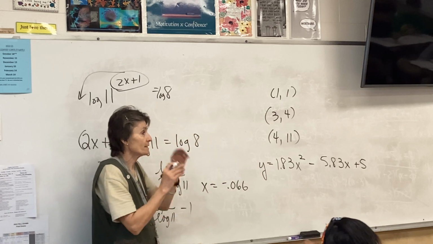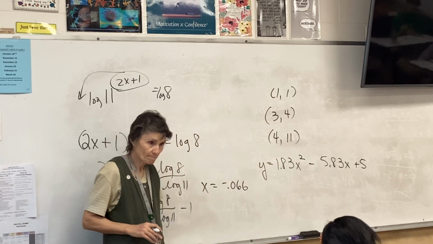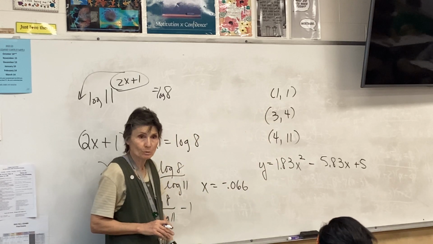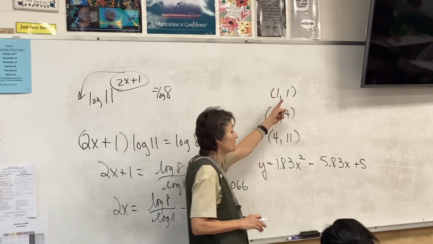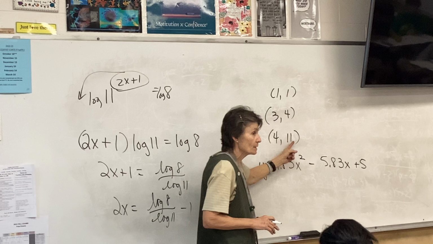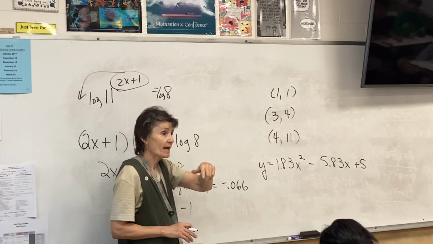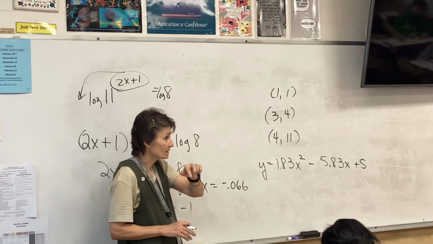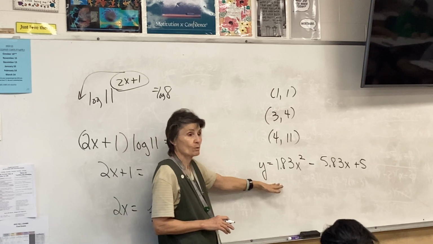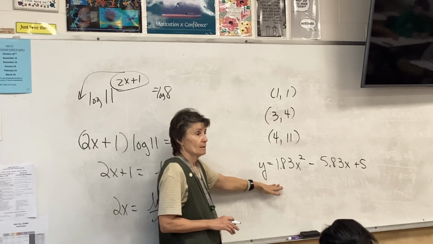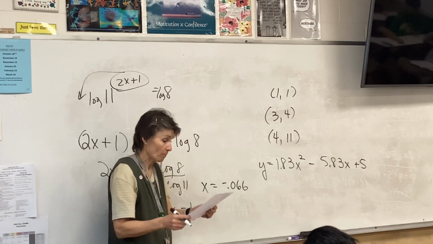So step one, organize your data into points, okay? Step two, stat edit, put those points in. List one, list two. Step three, back to stat, but this time choose calc. Go down to quadratic regression, and it should give you this equation. So this is the equation for part A.